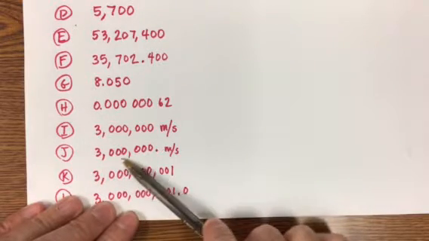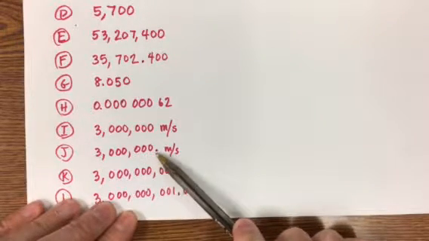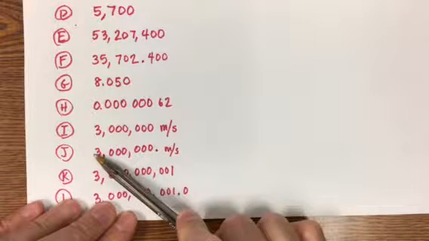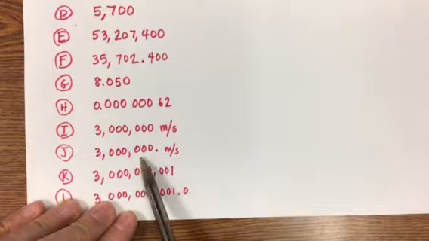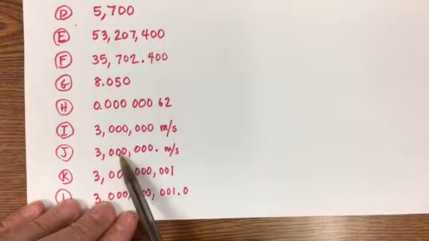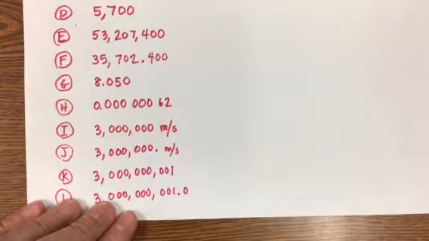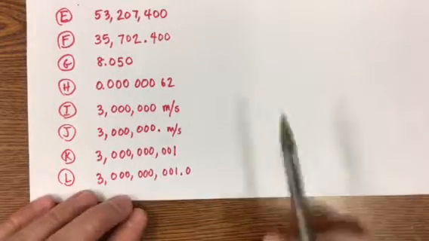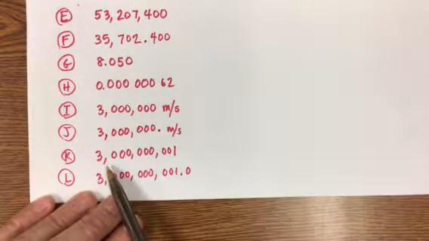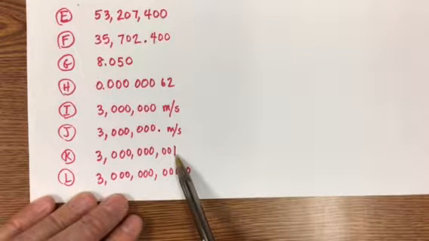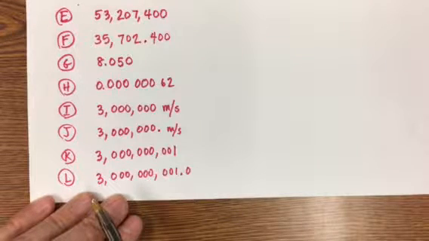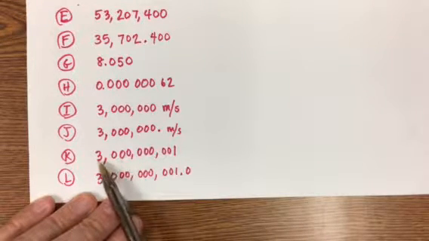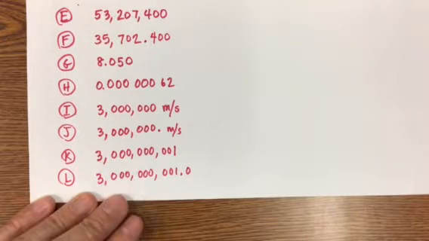J. In this case, there is a decimal shown, so not only the 3, but all the zeros after it are also considered significant. So there are 1, 2, 3, 4, 5, 6, 7 significant figures here. K. In this one, the 3 is significant and the 1 is significant for sure, and all zeros in between non-zeros are also significant. So in this case, you can have 10 significant figures.